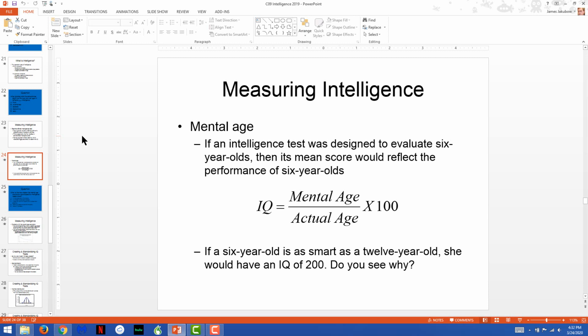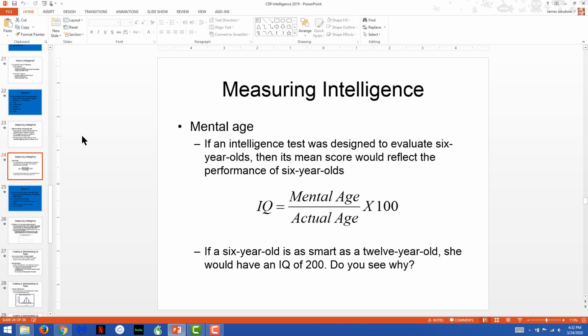If, for example, you were a 6-year-old that was as smart as a 12-year-old, then you would have a mental age of 12. Your chronological age is 6. You take the 12 divided by 6, which is 2, multiply that by 100, and you'd have an IQ of 200. Of course, the same thing would work if you were 18 years of age, but you were only as smart as the average 9-year-old. You would wind up with an IQ of 50, because 9 divided by 18 is 0.5. 0.5 times 100 is going to be a value of 50.